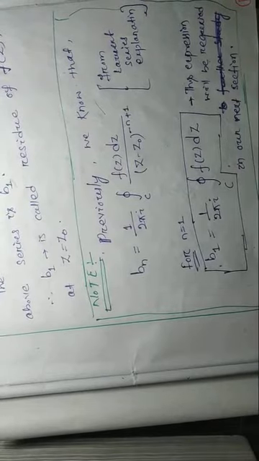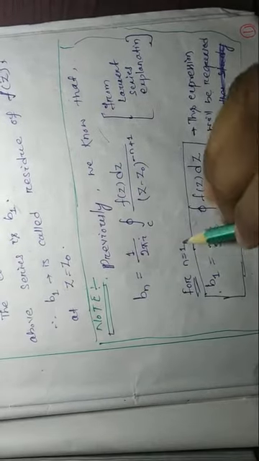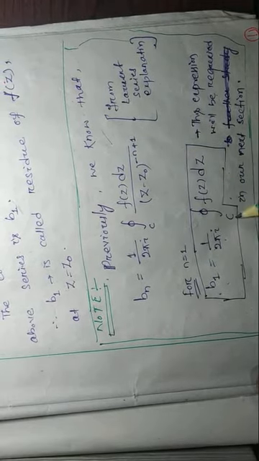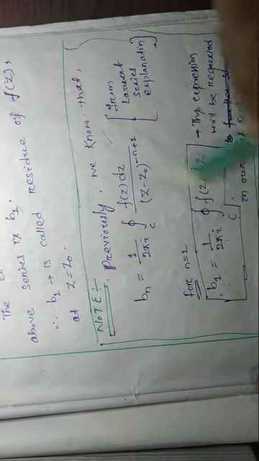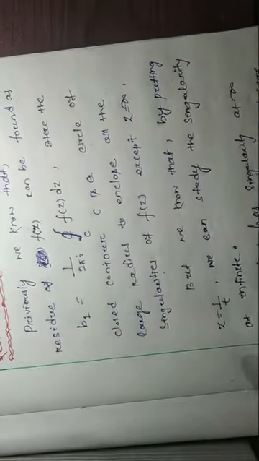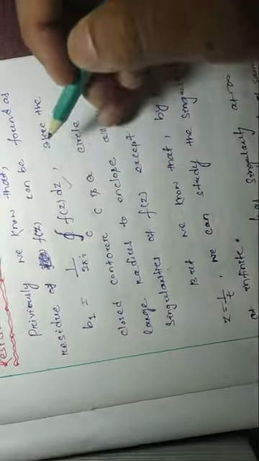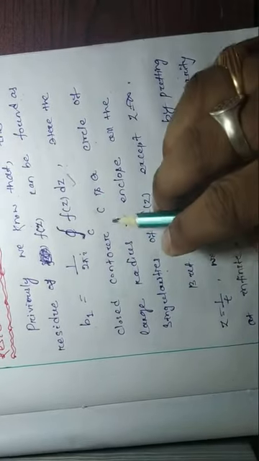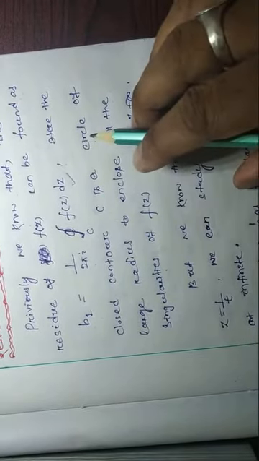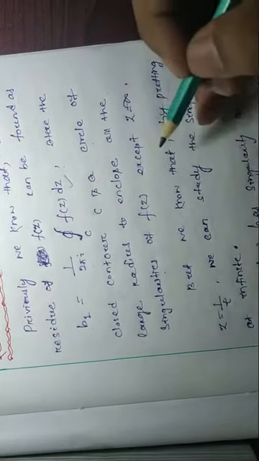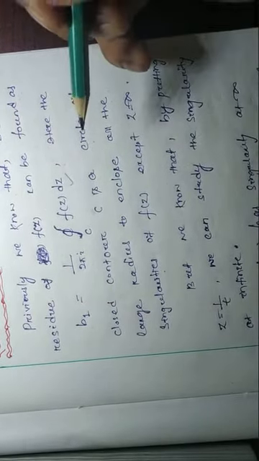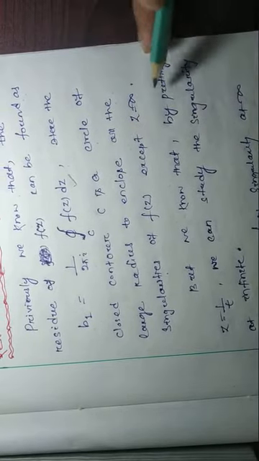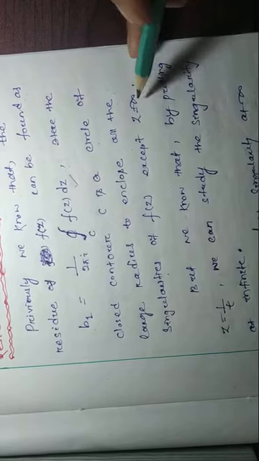So for n equal to 1, the so-called b1 equals 1 by 2 pi i closed integration of f(z) dz. This expression is written here. Here C is nothing but the contour, a circle of large radius that encloses all the singularities of f(z) except z equal to infinite.